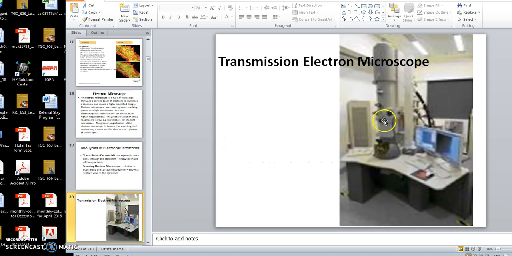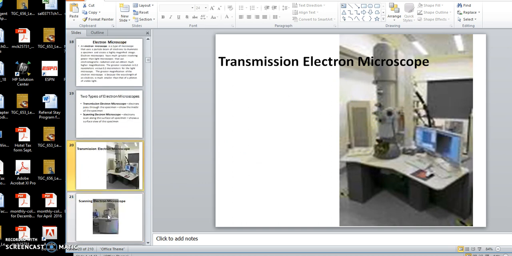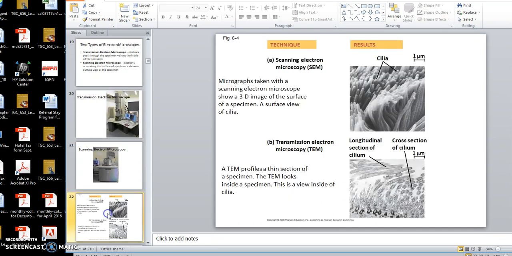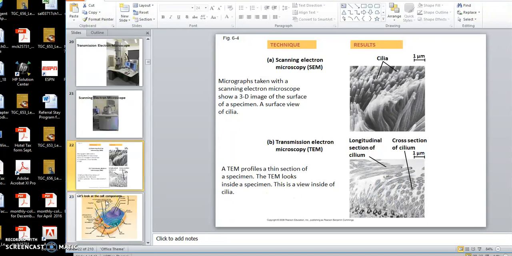Here's an example of a transmission electron microscope, and here's a scanning electron microscope. For example, here would be a scanning. These are cilia on top of a cell. So you see it, it looks like grass in a field. But you see the outside. Here's a transmission, and it's going straight through. And you're seeing the interior of these particular structures.